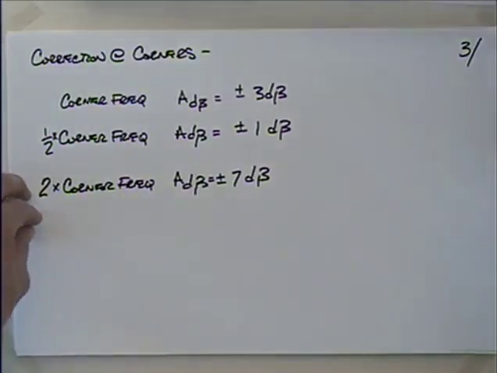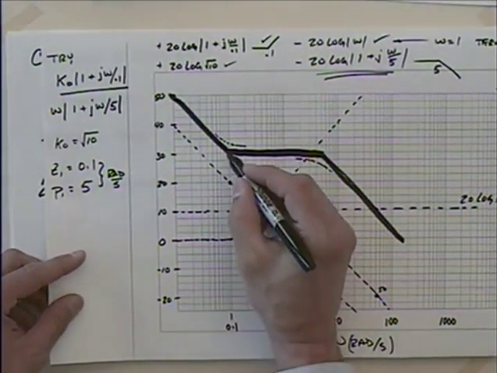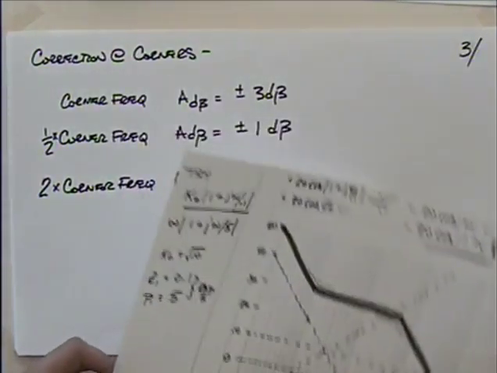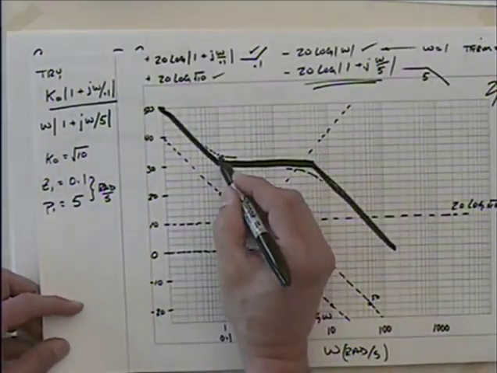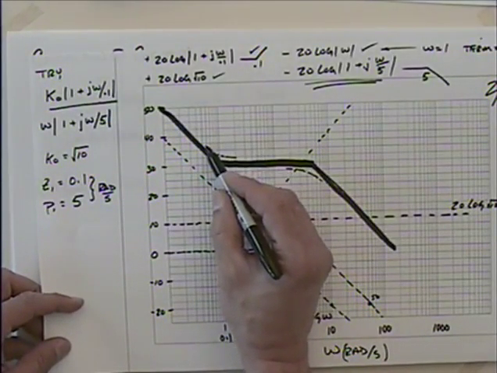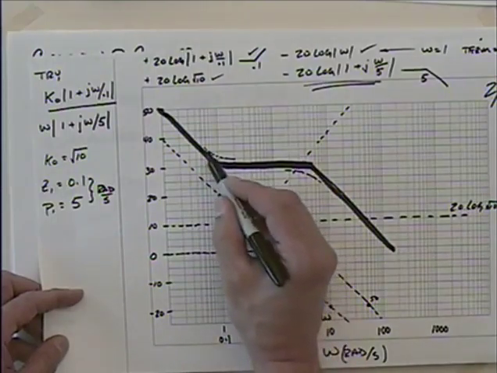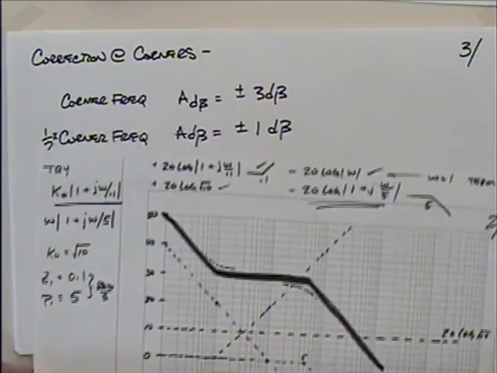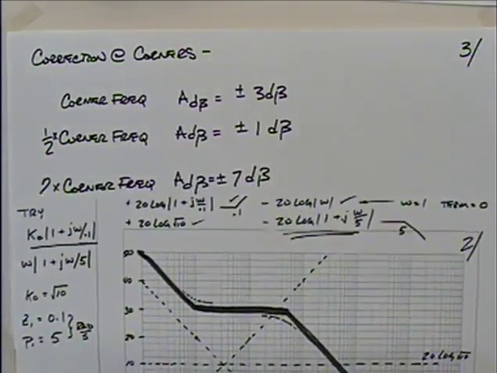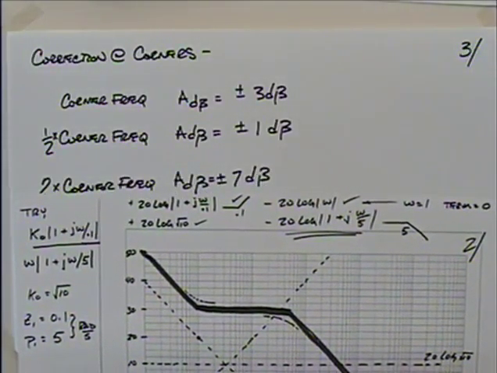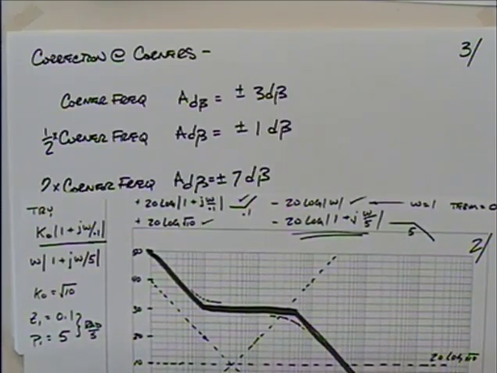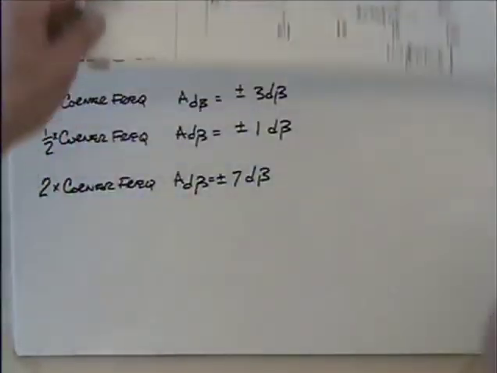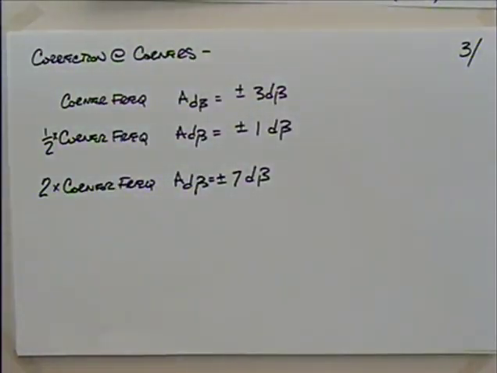So let's see how that looks on this thing. At the corner, we would in this case need to add 3 decibels, which makes sense. At half the corner frequency, we're going to add 1 decibel, and at twice the corner frequency, we're going to have to add 7 decibels. I think that should work.